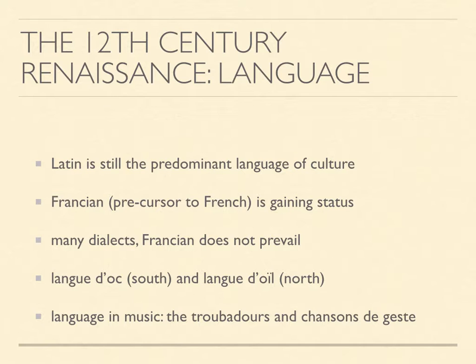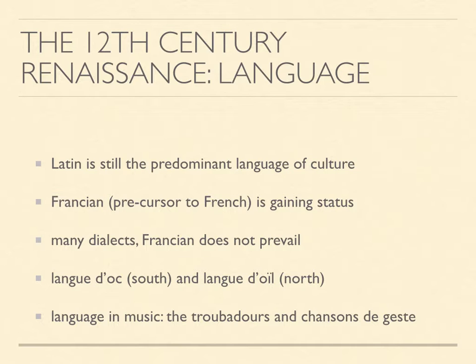Let's say compared to one of the languages spoken in Belgium, which is Dutch. Belgium and Holland have very low status because nobody speaks it other than Belgians and Dutch people. Okay, so Francian is gaining status, and it's a dialect. So there are many dialects in the French territories. Francian is not the most widely spoken dialect. It's just one of the dialects, but it has more prestige.